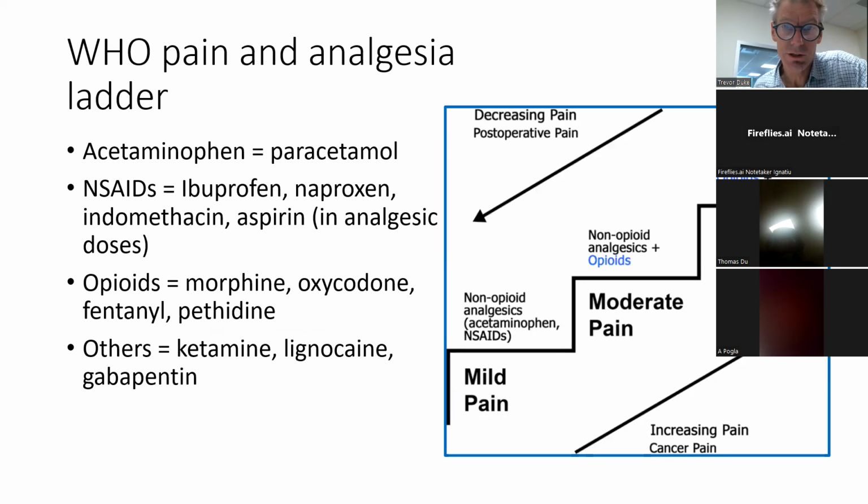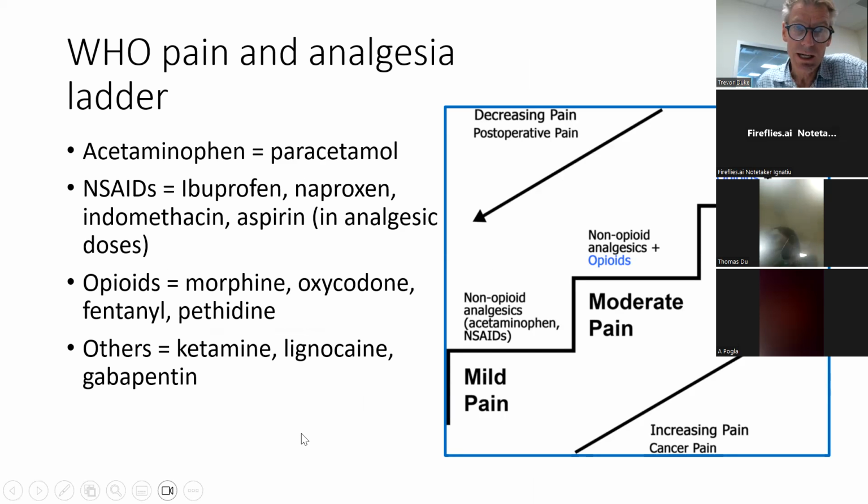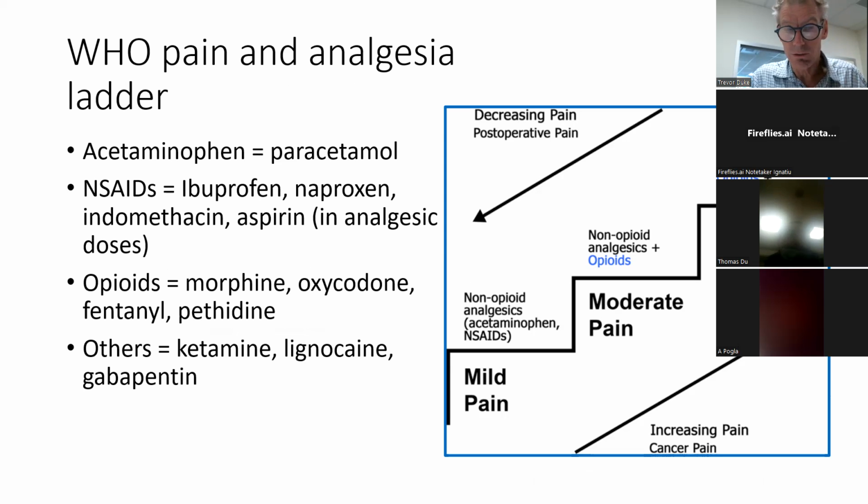So WHO also has this very helpful pain and analgesic ladder, and it's helpful because it divides pain into mild, moderate, and severe pain, and that's a bit separate to the acute and chronic pain, but you can assess pain as being mild, moderate, or severe. And generally speaking, the first line is simple analgesia.